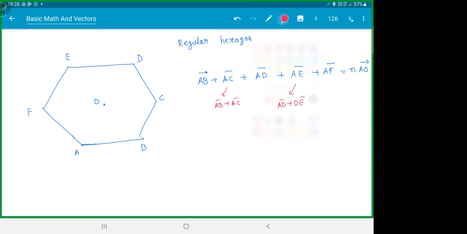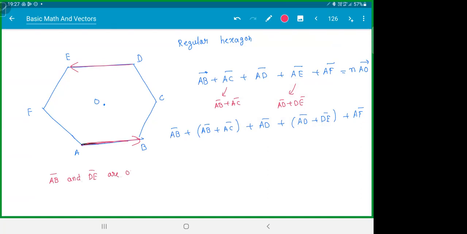Right, Yasha? That means I can write this thing as AB bar plus AB bar plus AC bar plus AD bar plus AD bar plus DE bar plus AF bar. Now look at this here. This AB bar and this DE bar are opposite, means they'll cancel out. They're of the same magnitude and opposite in direction. So AB, AB, DE.